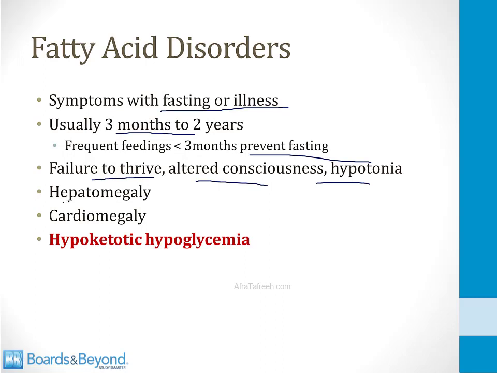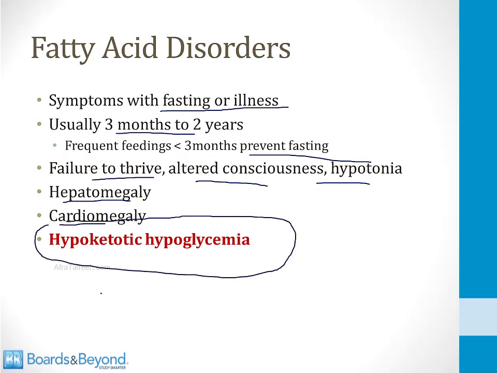These babies can have enlarged livers from fatty acid buildup in the liver. They can also have enlarged hearts from fatty acid buildup in the heart. But the key feature of these disorders that's going to help you recognize it in a board question is hypoketotic hypoglycemia that only occurs when there's a problem with fatty acid metabolism.